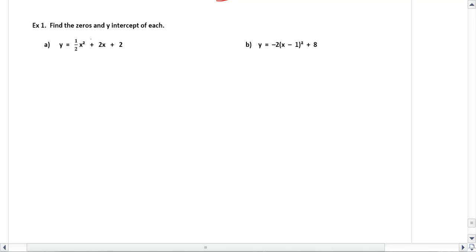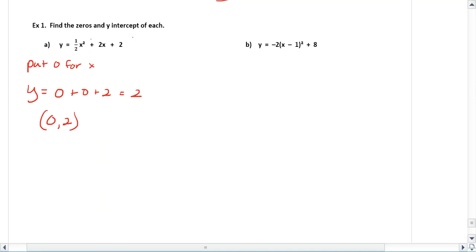In example 1, we are asked to find the zeros and the y-intercept of each of these parabolas. I'm just going to find the y-intercept first for letter A. So to find the y-intercept, remember, we put in 0 for each x. So y would equal 0 squared is 0 times 1/2 is 0 plus 0 plus 2. So therefore the y-intercept is (0, 2). And you do need to give it as a location on the graph.